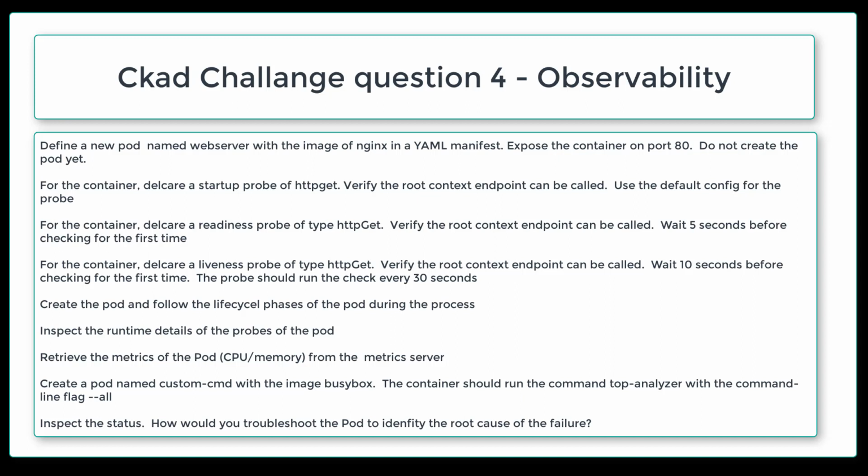For the container, declare a readiness probe of type HTTP GET. Verify the root context endpoint can be called. Wait 5 seconds before checking the first time. For the container, declare a liveness probe of type HTTP GET. Verify the root context. Wait 10 seconds for the first time, and then the probe should run every 30 seconds. Create the pod and follow the lifecycle phases. Inspect the runtime details. Retrieve some metrics.